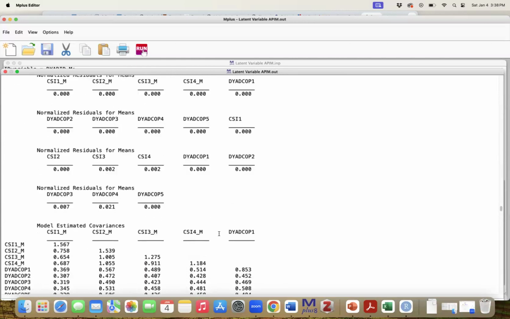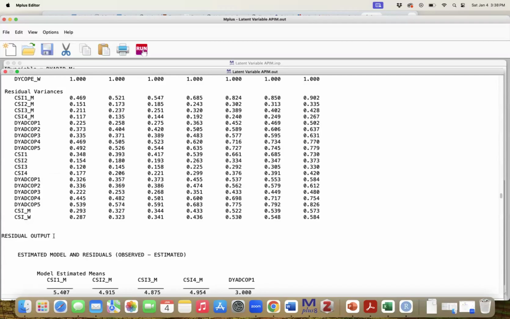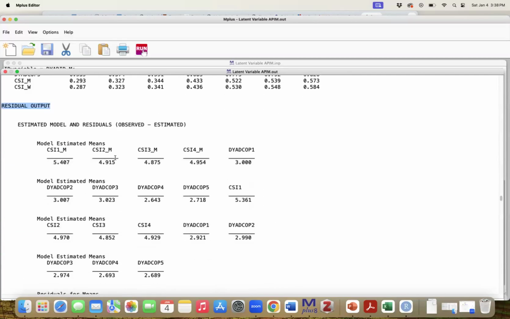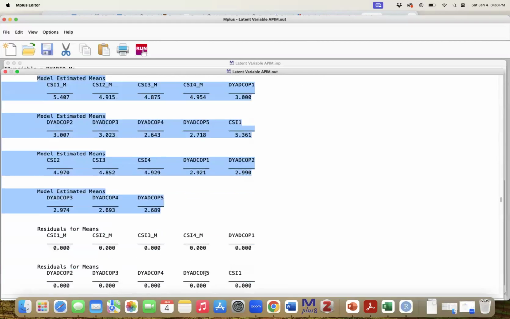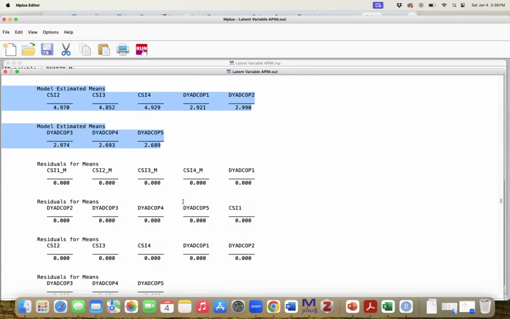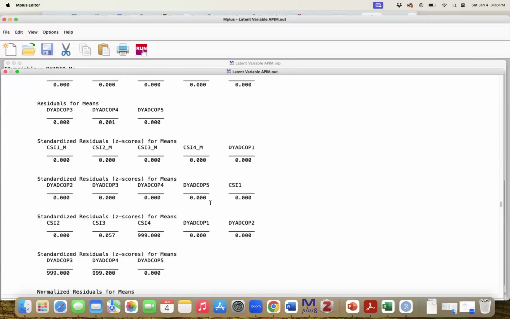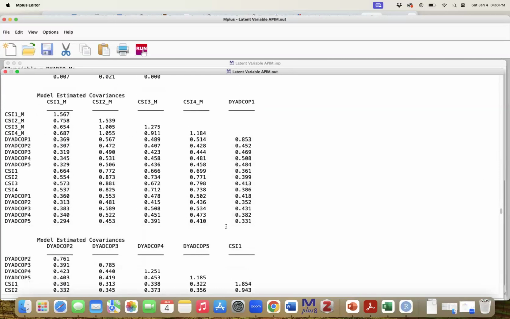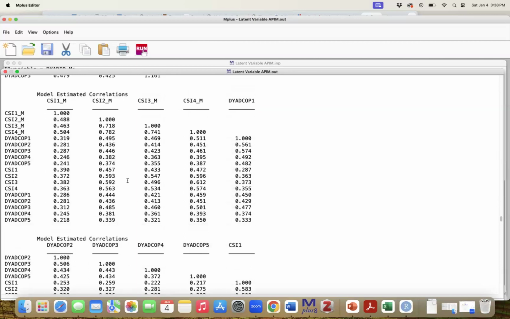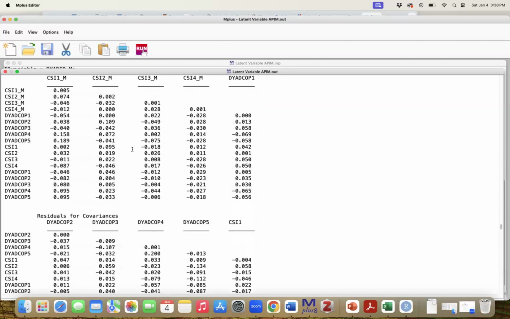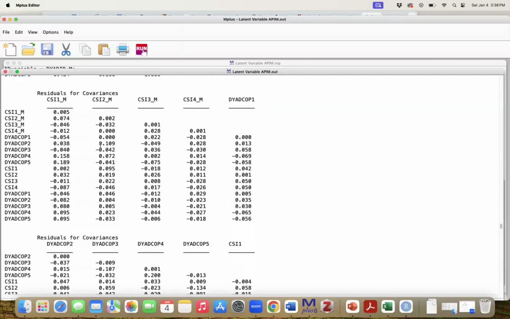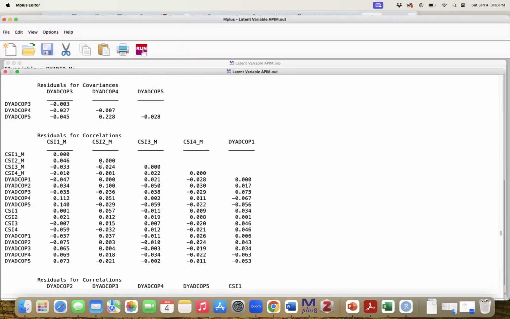All right, so generally this will be labeled by your residual output. And so we're not going to look at means, all right, because the mean part of our model is actually saturated when we haven't fixed any of the item intercepts or the latent means to be any specific value or fixed them to be zero. So we can ignore the mean structure. It is saturated. All right. So first we have our model estimated covariances, and then we have model estimated correlations. And then we have the residuals, which is the difference. And then we can scroll down and we have the residuals for the correlations, right?